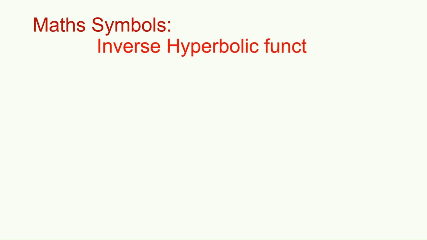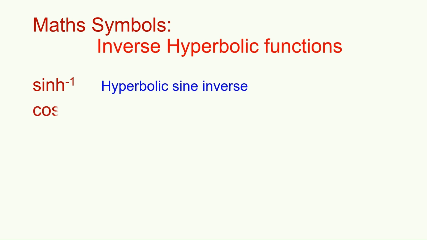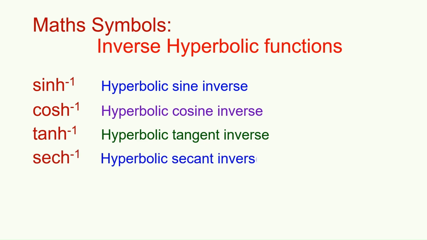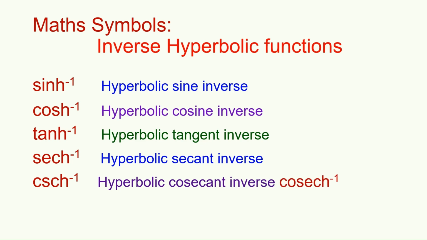Inverse hyperbolic functions. Sinh superscript -1, hyperbolic sine inverse. Cosh superscript -1, hyperbolic cosine inverse. Tanh superscript -1, hyperbolic tangent inverse. Sech superscript -1, hyperbolic secant inverse. Csch superscript -1, hyperbolic cosecant inverse. Coth superscript -1, hyperbolic cotangent inverse.